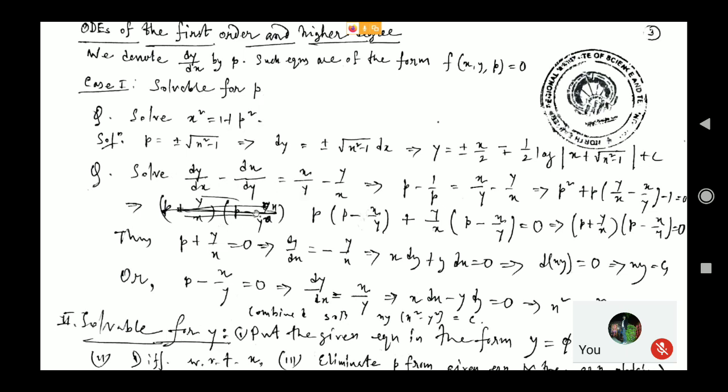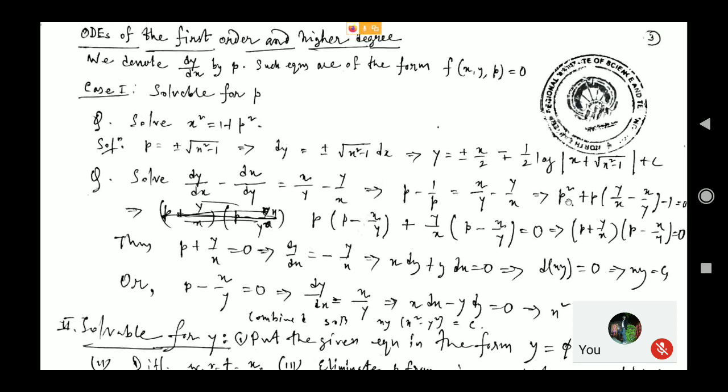This one also, initially it looks like power 1, but not actually, because it is p minus 1/p. So when you get rid of the radicals or the fractions, whatever is the highest degree of the derivative, that is the degree of the differential equation. So after getting rid of the fractional form, we have the highest degree as 2. That's why it is also a first order and higher degree, second degree equation.